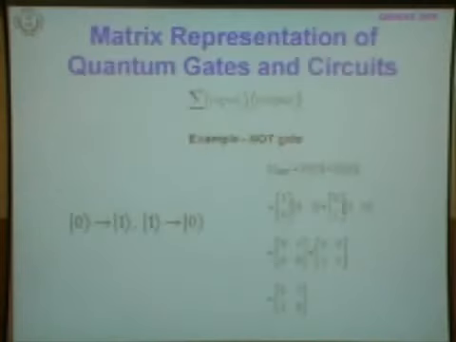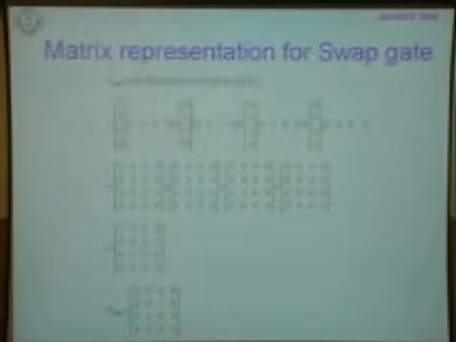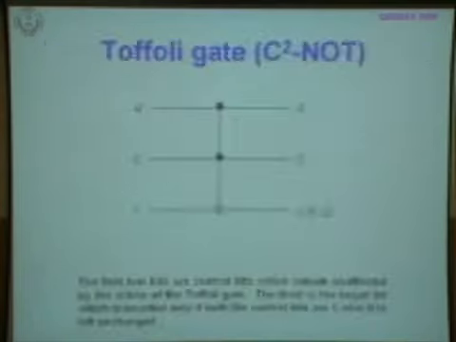Matrix representations of quantum gates and circuits. It's the outer product of the ket input with the bra output. An example of the NOT gate is shown. This is how you get the matrix representation of gates. You can develop the matrix representation for the swap gate, summing it over all the 4 possible combinations. This is the final matrix.